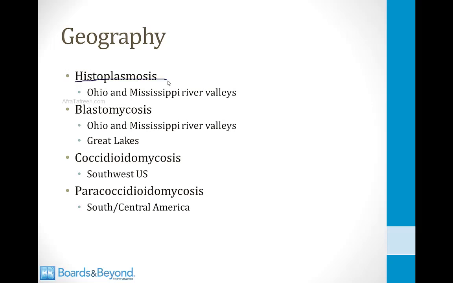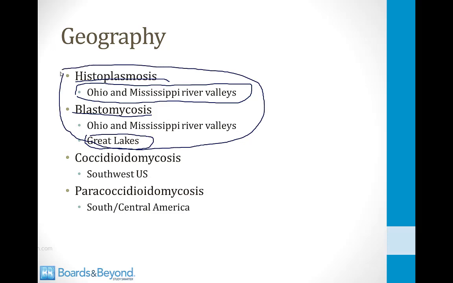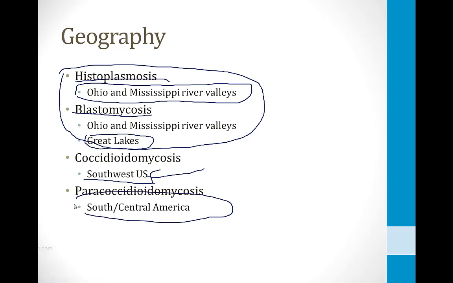So histoplasmosis and blastomycosis basically have the same geography. They both occur in the Ohio and Mississippi River valleys. Blastomycosis can occur a little bit around the Great Lakes, but basically these two are going to have the same geographical location of where they occur. Coccidiomycosis, on the other hand, occurs in the southwestern U.S. It is a disease that's very common in Mexico, so it occurs in the states that are near Mexico. And then paracoccidiomycosis is easy to remember because that doesn't occur in the United States. It occurs in South and Central America.